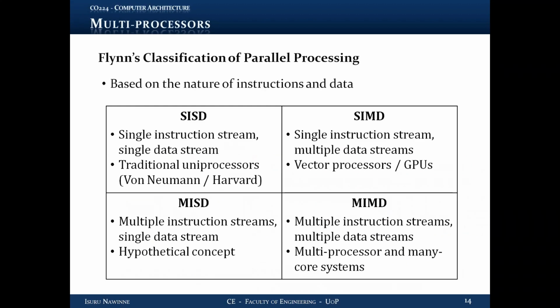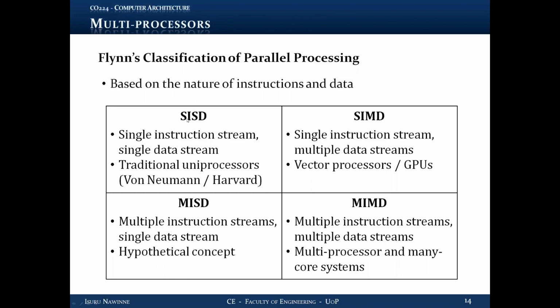Okay. So to summarize, to get the big picture, let's look at something called Flynn's classification of parallel processing systems. This is a way a person named Flynn has classified parallel processing systems based on the nature of instructions and data in the system, right?